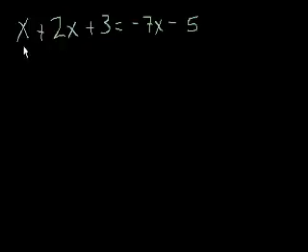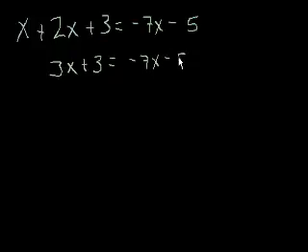Well, on this left side we have this x plus 2x. Well, what is x plus 2x? Well, that's like saying I have one apple and now I have two apples. So here I have one x and now I have two more x's and I'm adding together, so that equals 3x. 3x plus 3 is equal to minus 7x minus 5.